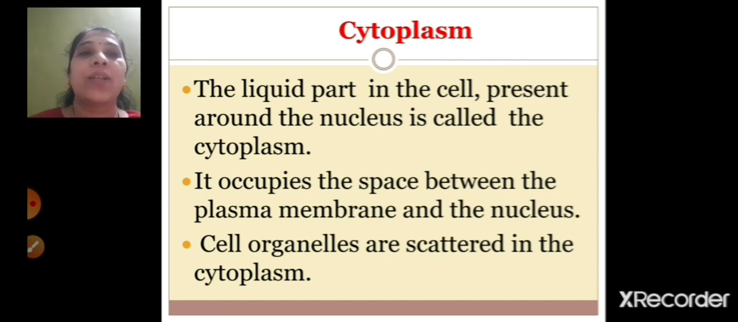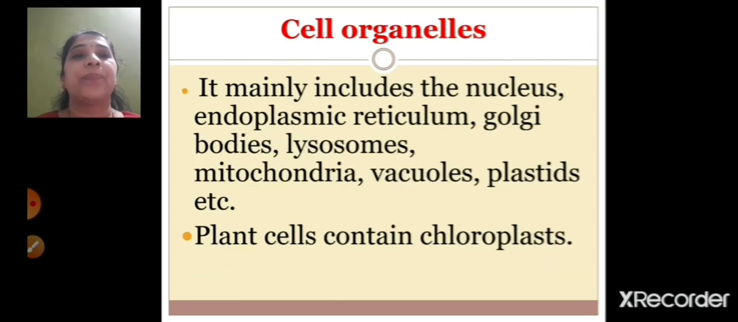So what is cytoplasm? The liquid part which is present in the cell around the nucleus is called the cytoplasm, and it occupies the space between the plasma membrane and the nucleus, and the cell organelles are scattered in this cytoplasm.